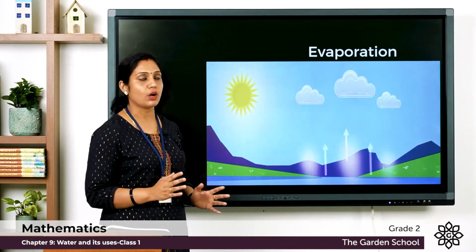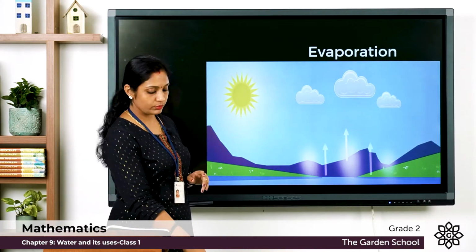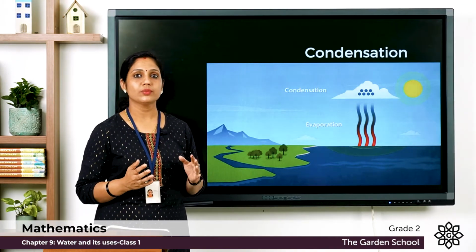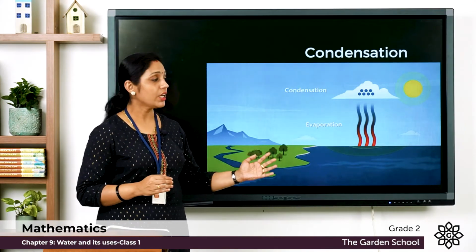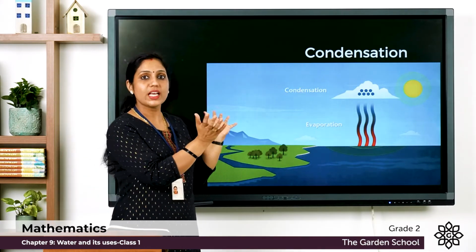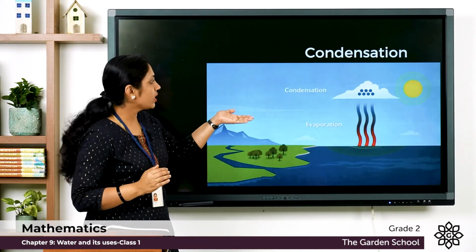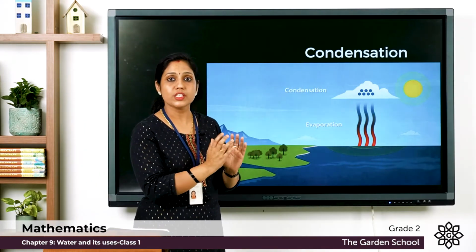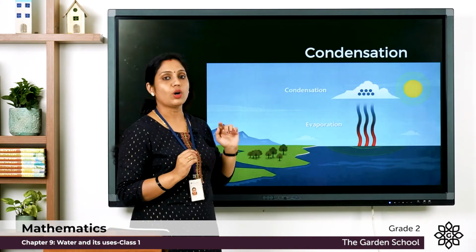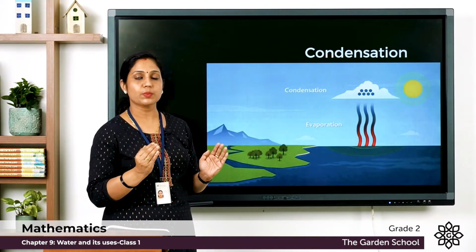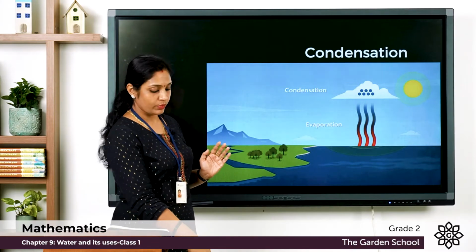And this process is called evaporation. In the second step, you can see the water that is turned into water vapor rises up into the sky, and here it forms clouds. So you can see the water rising up and the water droplets forming into clouds. That process is called condensation. So the first process was evaporation and the next process is condensation.